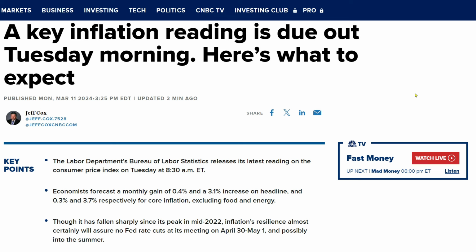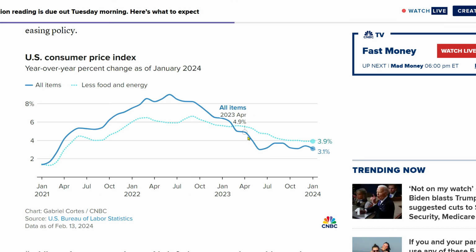However, to keep that party going, we need good inflation prints, of which we'll get February numbers tomorrow. Economists are forecasting a monthly gain of 0.4% in the Consumer Price Index, CPI, and a 3.1% year-over-year increase. And just looking at the headline CPI, that's pretty much been flat now, coming up on 9 months. It actually bottomed out at 3% in June last year. Pretty much been tracking sideways.